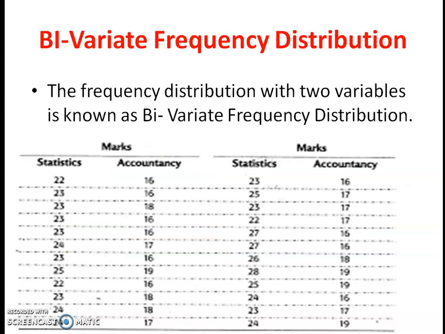What happens in bivariate frequency distribution is there are two variables, like it's given in this example. Here are the marks of statistics, here are the marks of accountancy. So there are two variables. So the frequency distribution in which there are two variables is known as bivariate frequency distribution.